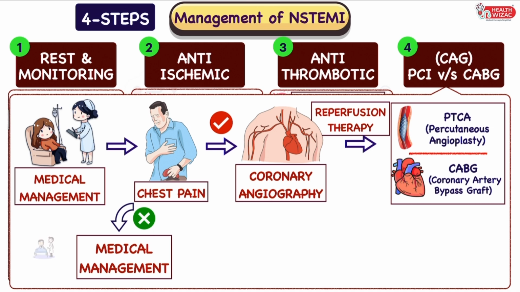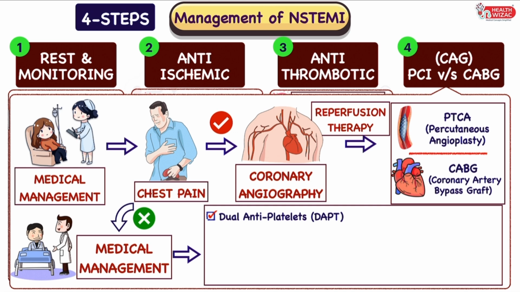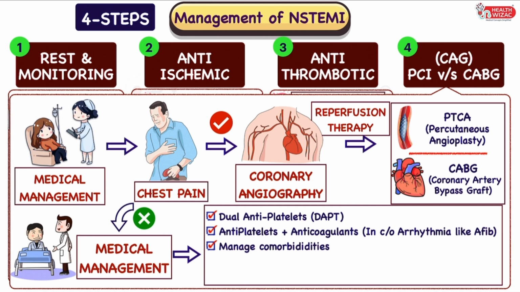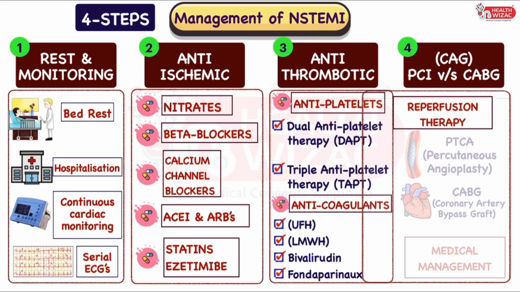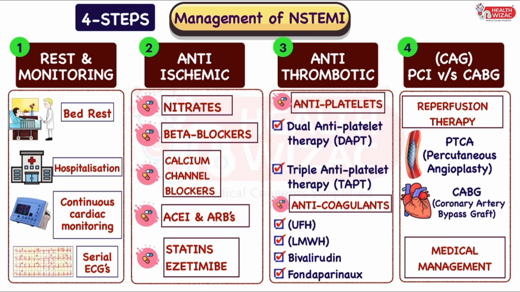But the final call is taken by the treating cardiologist, who decides between reperfusion therapy versus medical management based on the patient's medical history and other comorbidities. Finally, medical management includes use of dual antiplatelets, or in case of arrhythmias like atrial fibrillation, patients are started on oral anticoagulants with antiplatelets, along with management of other comorbidities, lifestyle modification and cessation of addiction. So these are the 4 steps in the management of non-ST elevation MI.